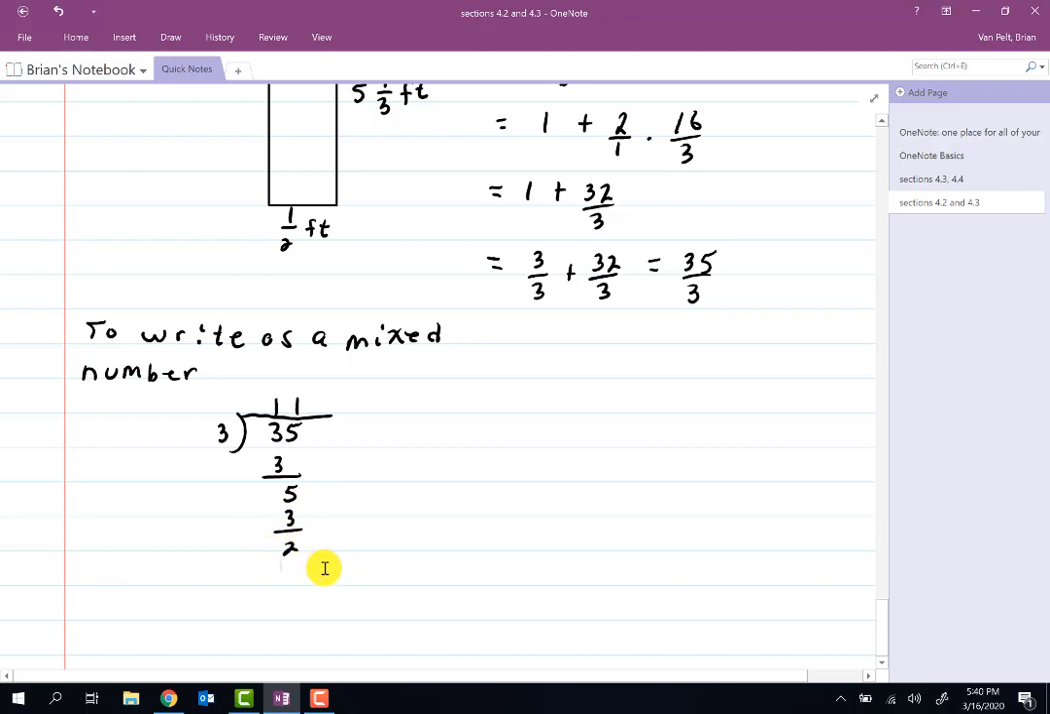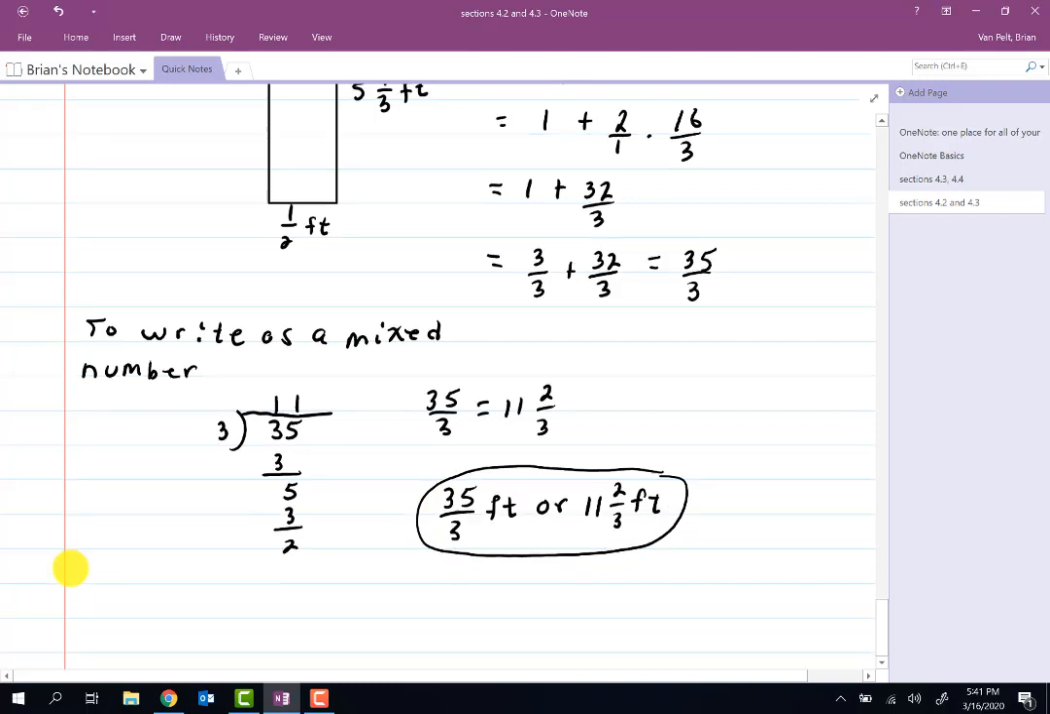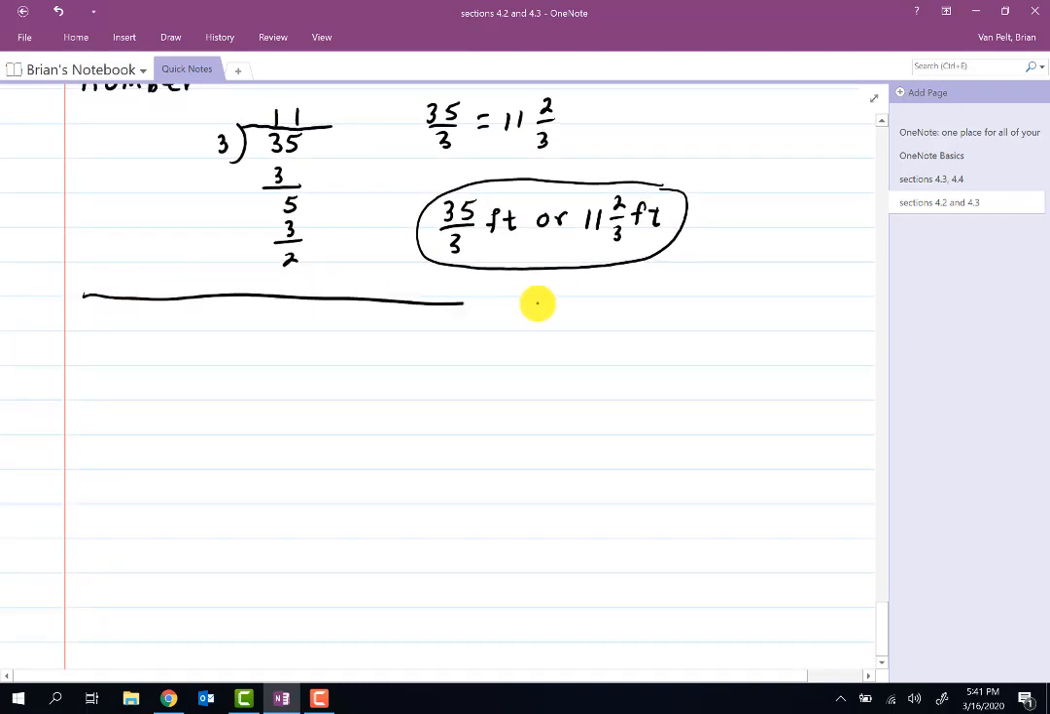So 35 over 3 is the same as 11 2/3. So for our answer, you can either put 35 over 3 feet, since we're talking about perimeter, or 11 2/3 feet. It just depends on who's asking the question, what format they'll want you to have the final answer in.